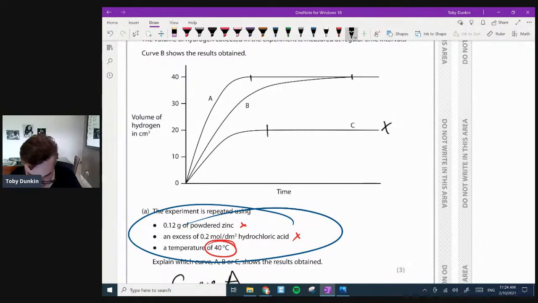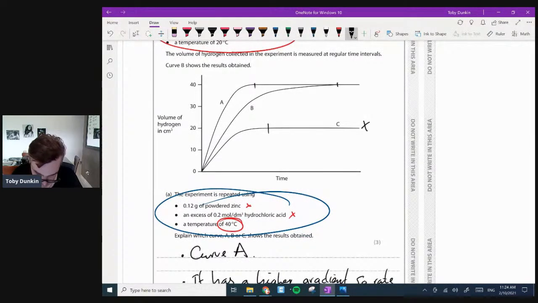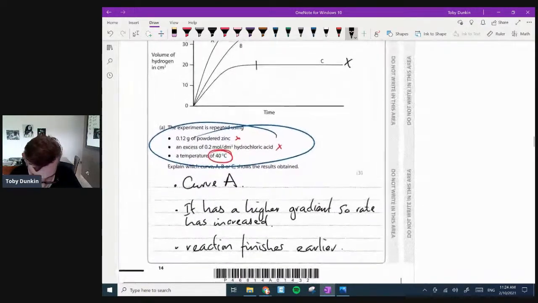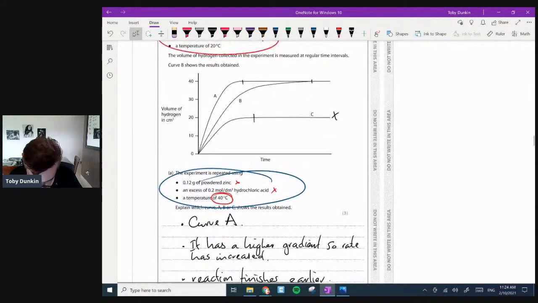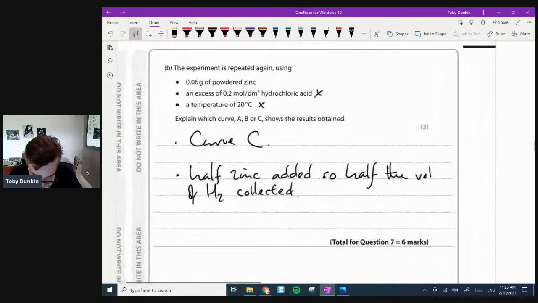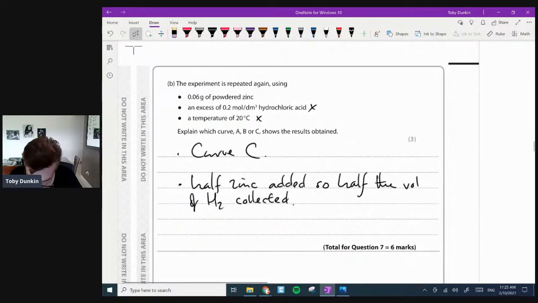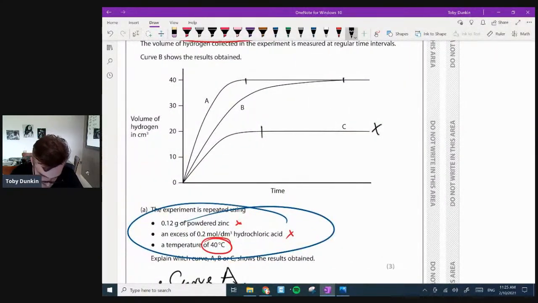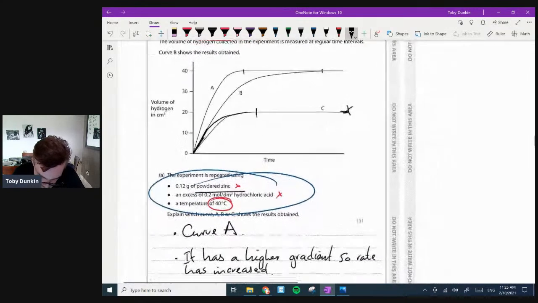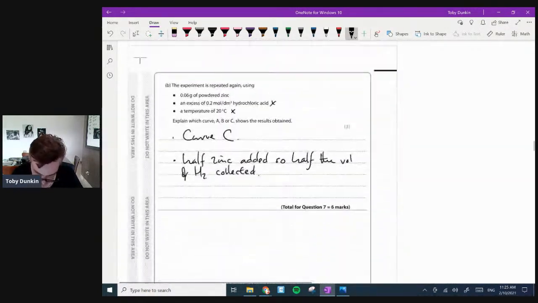Can I just point out, C is complete garbage. That's not the right line at all. My A-level kids will know that. It's a complete mess. I'm going to say there's less zinc, but it's still powdered. Less zinc, so rate slows. It's wrong. I don't know what the third mark is there because the line is incorrect. Half zinc added, so half the volume of hydrogen collected. Because it's still powdered, assuming the powdering is the same, you are going to get half the product, but it will actually finish much quicker, but you're going to get the same rate as the other one. Okay, we can say finishes earlier since there was half the amount of zinc.